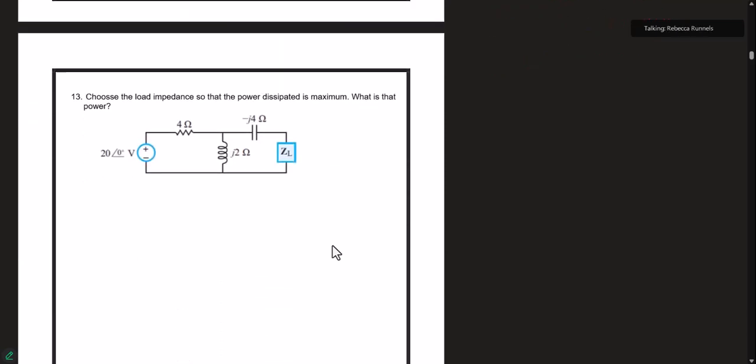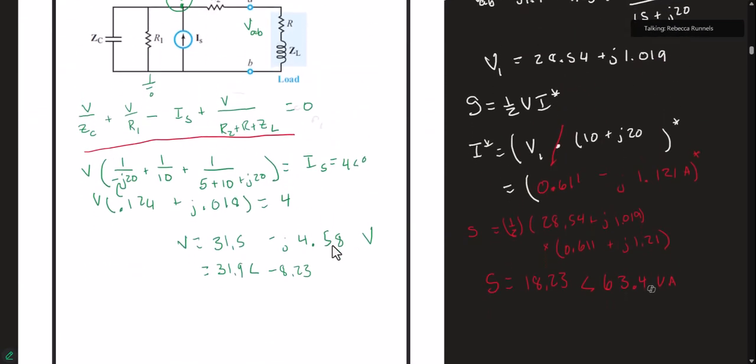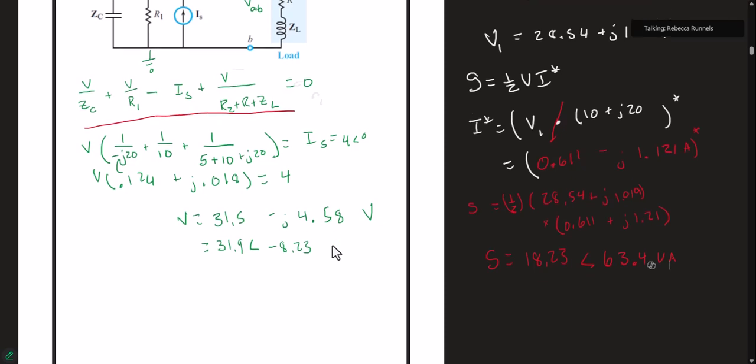What was the answer again? Sorry. The answer was 18.23 angle 63.4.